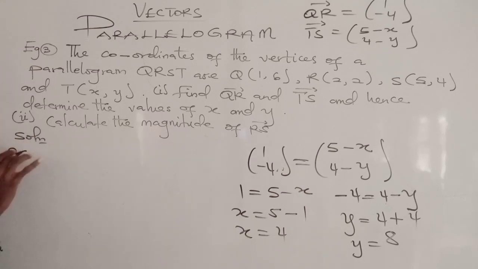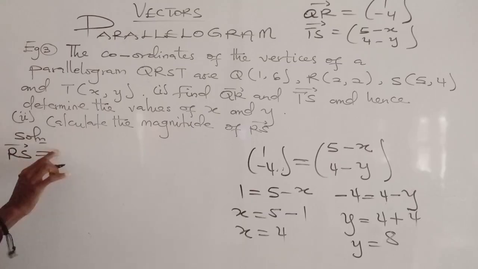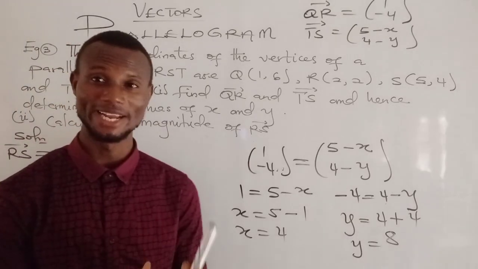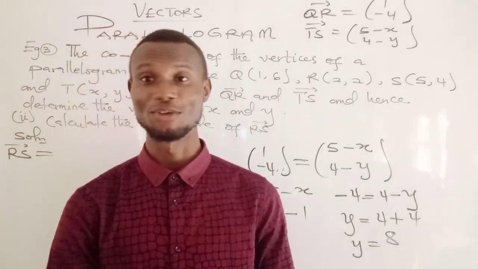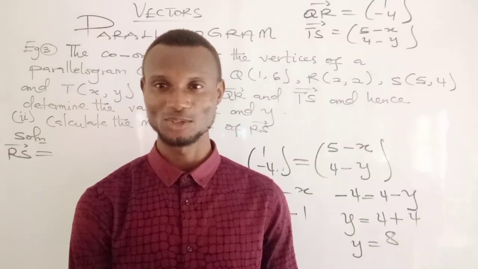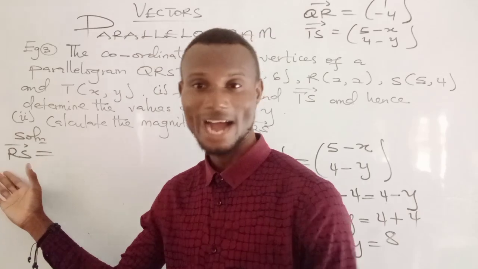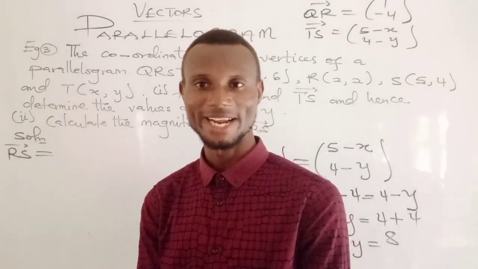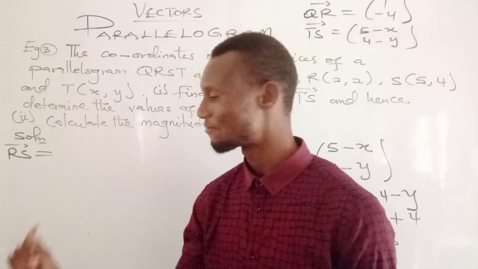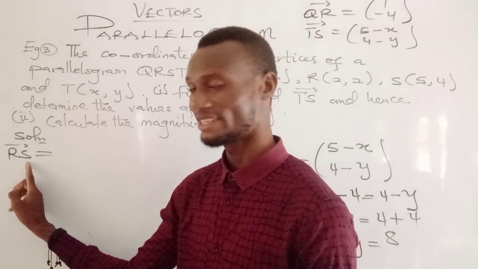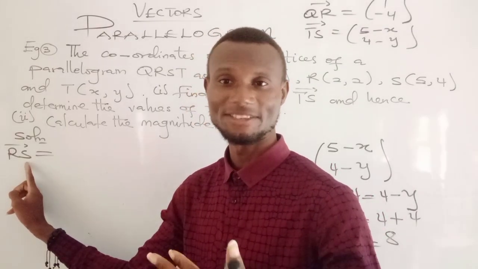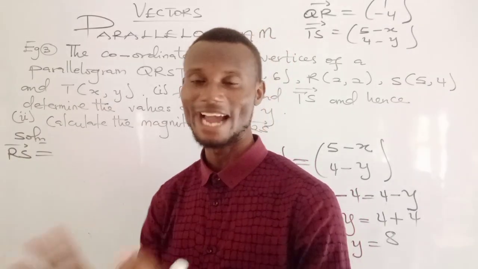So my vector RS is going to be the position vector of the last letter minus the position vector of the first letter. This we've explained a lot in the previous videos and we've solved many examples on it as well. So we are applying that knowledge here to find the vector RS. For us to find the vector RS, it's simply the position vector of the last letter, which is the S, minus the position vector of the first letter, which is the R.